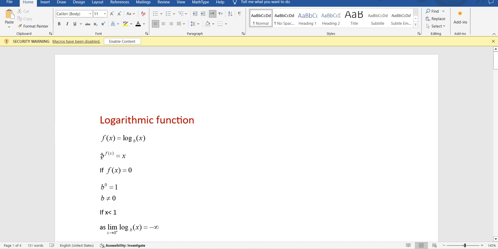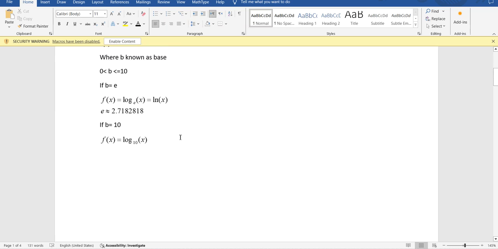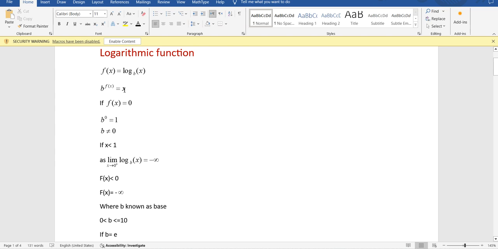As I said, b is impossible to be negative. It's always positive, usually from 0 to 10. So x is always positive, from 0 to infinity.